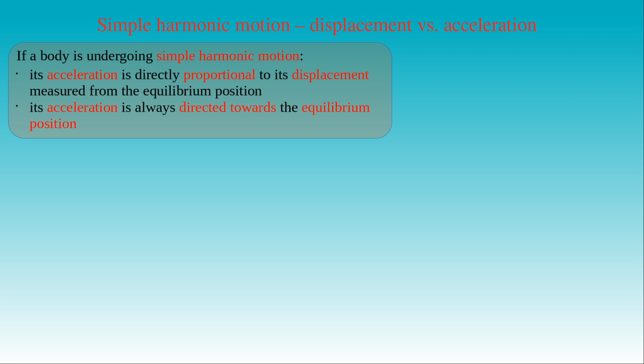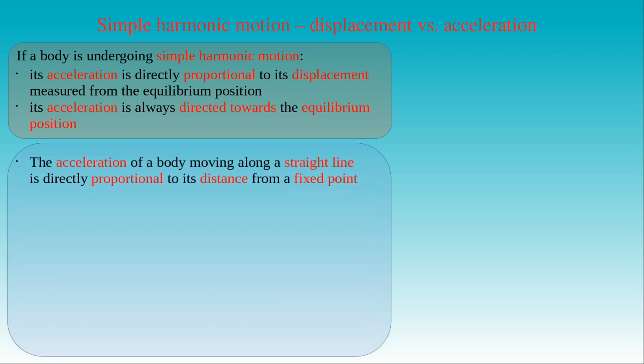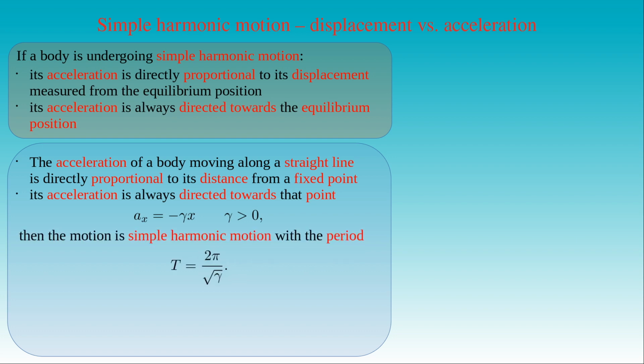The converse of the statement is also true. If the acceleration of a body moving along a straight line is directly proportional to the distance measured from a fixed point, and it is always directed towards that point, that is, if the acceleration of the body is equal to minus gamma times the distance x of the body from the fixed point, where gamma is a positive constant, then the body is undergoing simple harmonic motion with the period of 2 pi divided by the square root of gamma.